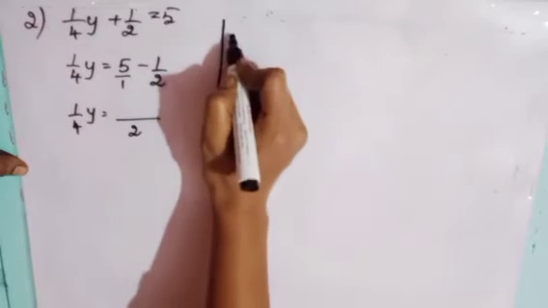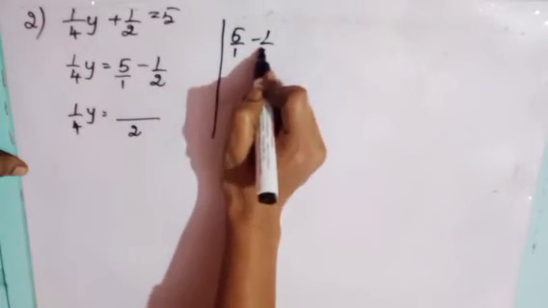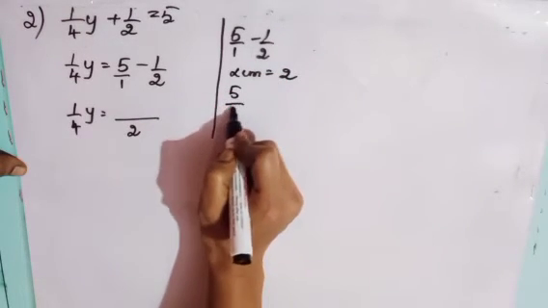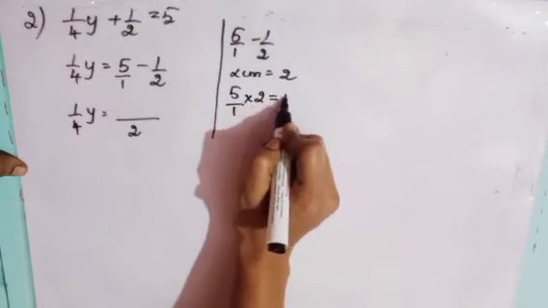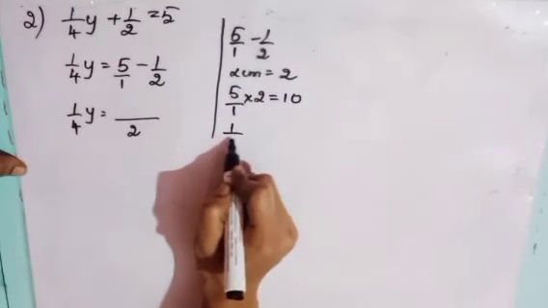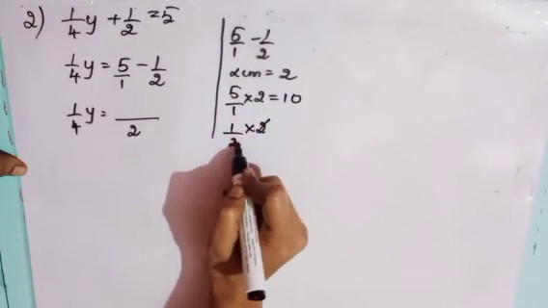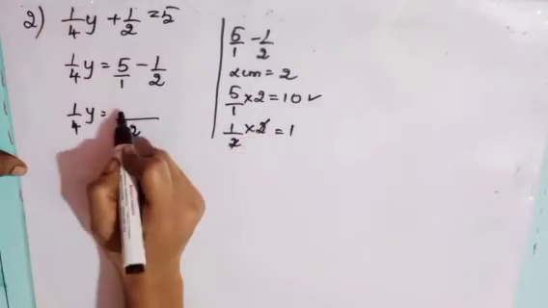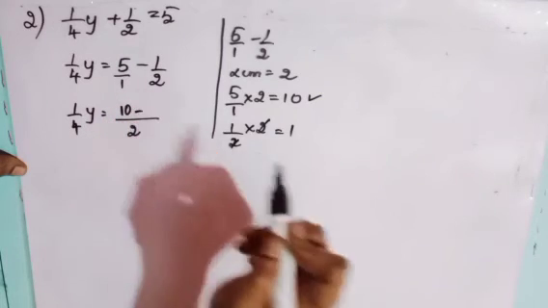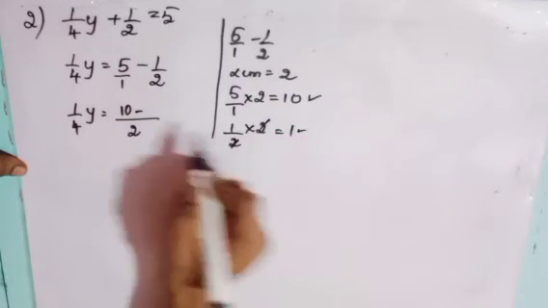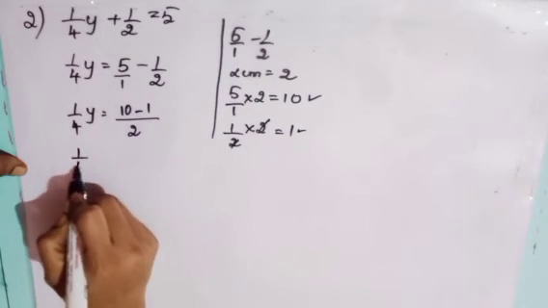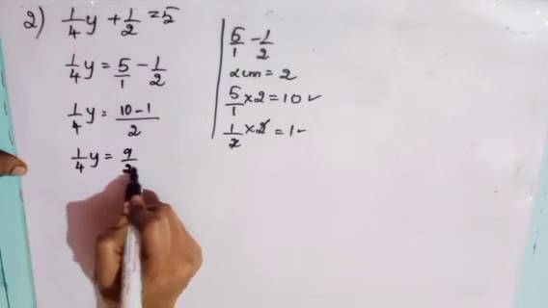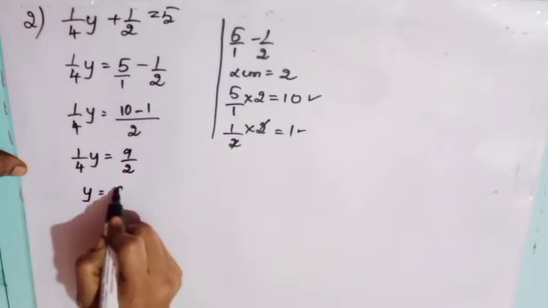Let us solve here: 5 by 1 minus 1 by 2. Here the LCM is 2. That is 5 by 1 into 2: 5 twos are 10. Next, 1 by 2 into 2: the 2s get cancelled, equals 1. Now 5 by 1 gives us 10, so write here 10. Minus 1 by 2 gives 1, so write here 1. Therefore 1 by 4 y equals 10 minus 1, which is 9 by 2. Next, y equals 9 by 2.